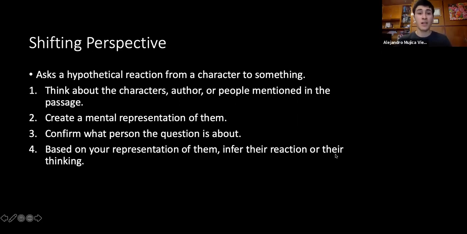Shifting perspective. This one can be a little bit hard. We as humans have quite an inability to understand how other people think because we cannot be them. But in this kind of question, you're asked to think as if you were someone else. You're asked to predict a reaction, a response, or a thought of a character, the author, or a person mentioned in the text. So you're asked about a hypothetical reaction that a character will have to something.